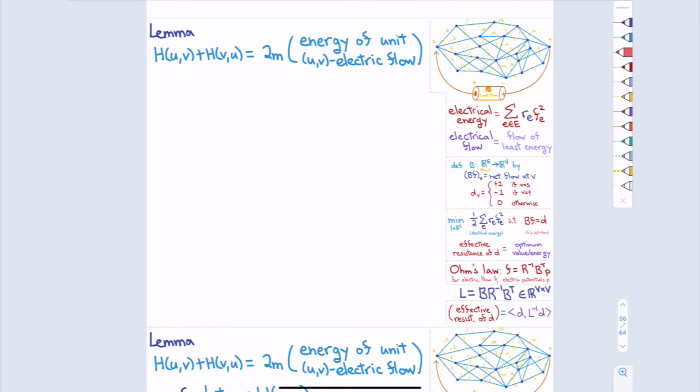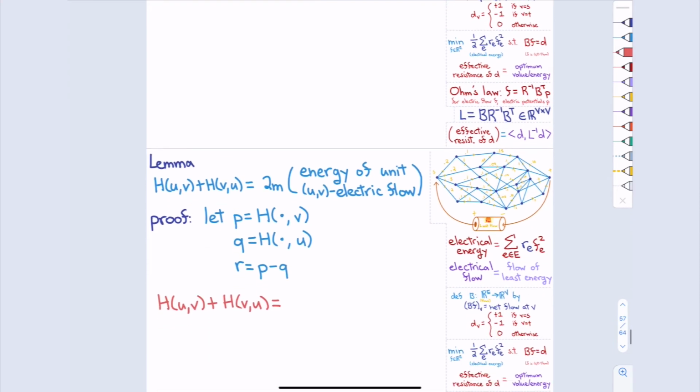The left-hand side is talking about hitting times between two vertices, two endpoints of an edge. The right-hand side is talking about electrical flow, right? If I had presented this as the first slide of this lecture, you'd have been like, what the hell? That's impossible, right? They have nothing to do with each other. Okay, so let's see how to prove this.